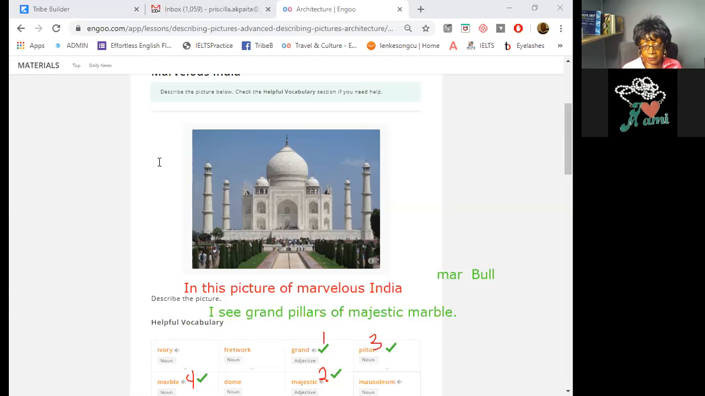Again. In this picture of marvelous India, I see grand pillars of majestic marble. Perfect. And that was my goal for you today, to be able to say a sentence without errors with the fluency of English fluency. In this picture of marvelous India, I see grand pillars of majestic marble. Okay, so that is the lesson for today.